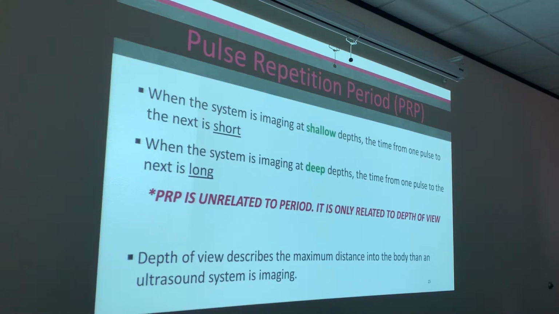So when we change the depth, we change the PRP, right? What makes the PRP change? You're changing the listening time, how long it takes to travel there and back. Is there a sensor? No, it's automatically happening. There's no sensor, no alarm going off to let you know you're changing it. When you change the depth, just know you're changing the PRP. If you decrease the depth, you're making the PRP shorter.